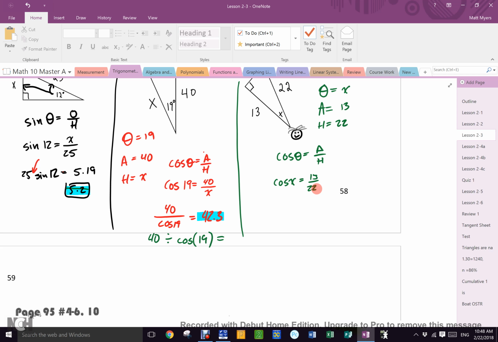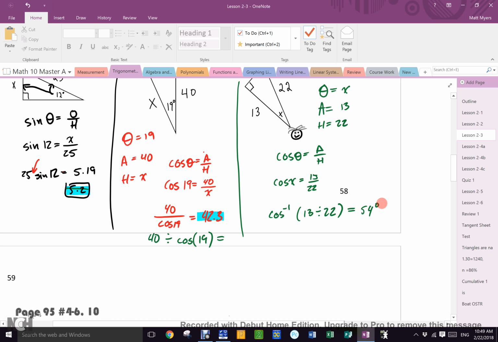Shift sine. Doesn't change anything. So I shift cos. Now here's where you need your brackets. You've got to do 13 divided by 22 in brackets and then hit equals. If you've got a backwards calculator, you have to reverse this: 13 divided by 2, shift cos. And what do you get for an answer? 53.78. Since it's an angle, we round it off to 54.